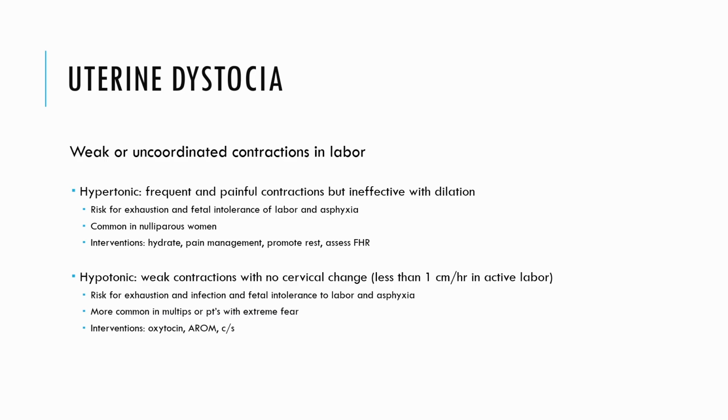So the other type of contractions would be hypotonic. These are weak contractions with no cervical change. So once we get to active labor, once we're at 6 centimeters, we expect about a centimeter an hour. Well, this would be we get to 6 centimeters and we're not getting that.